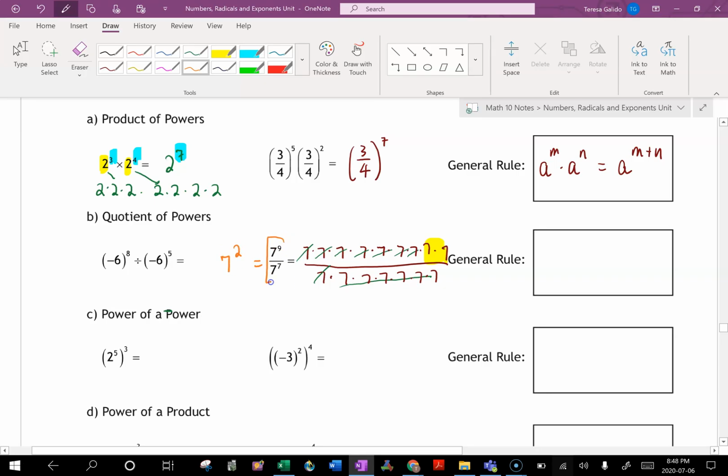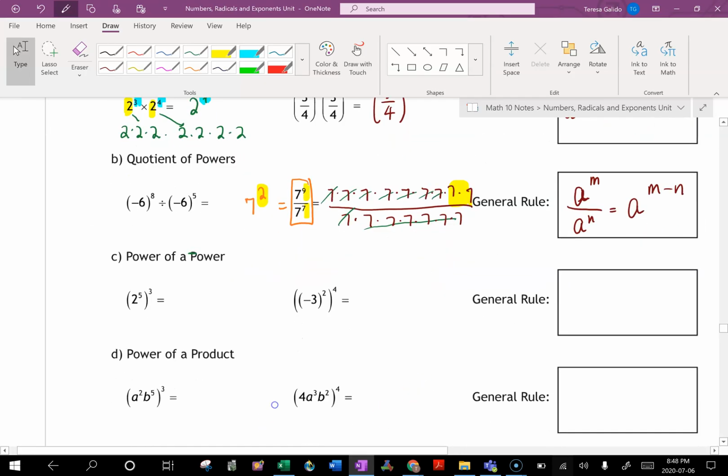So when we are dividing, what do we do with the powers? As long as the base is the same, we subtract the powers. We don't divide the powers, but we subtract the powers. So your rule here is a to the m divided by a to the n is equal to a to the m minus n. Again, we're subtracting your powers here.